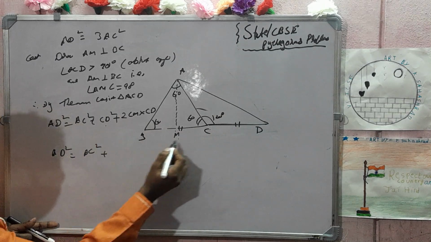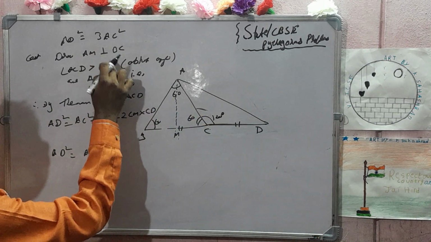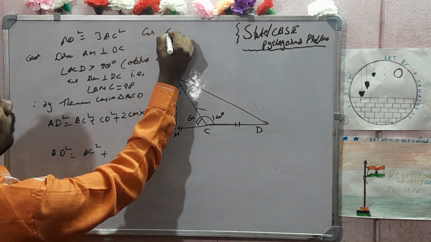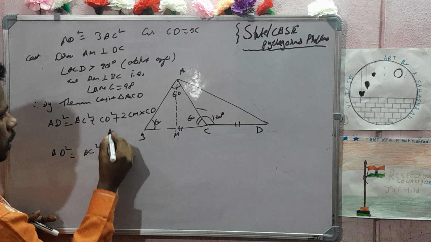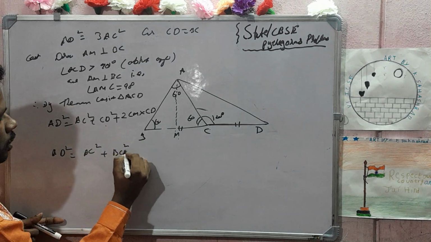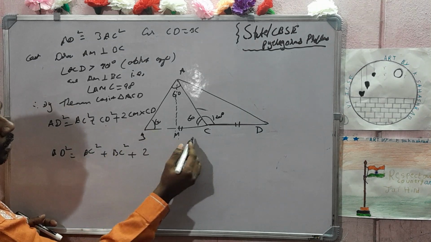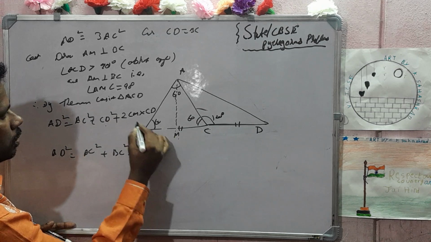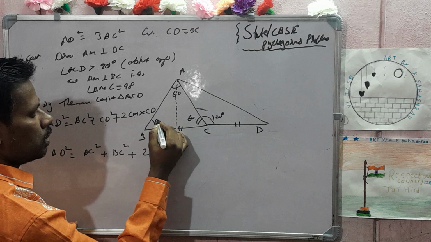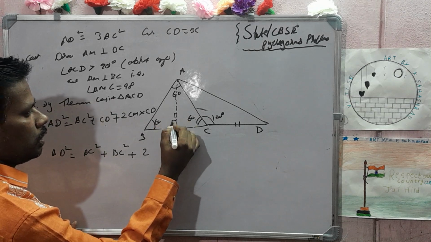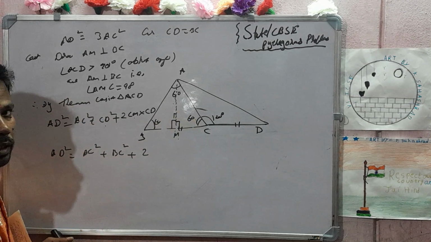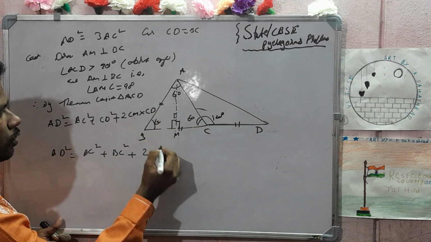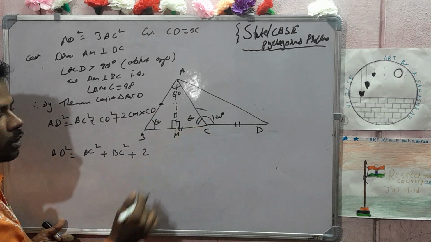length, CD is what given? CD is equal to BC given. So in place of CD I can write BC plus 2 times CM. CM length is what? So this 60, 60 and also 90. This we have read 90, 90 and this is the common side. So right angle hypotenuse side, and therefore you can write here CM is equal to BC.